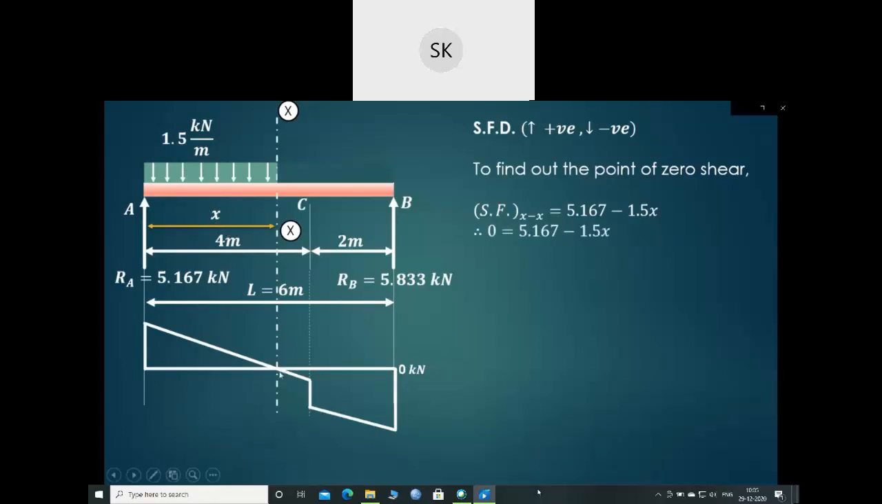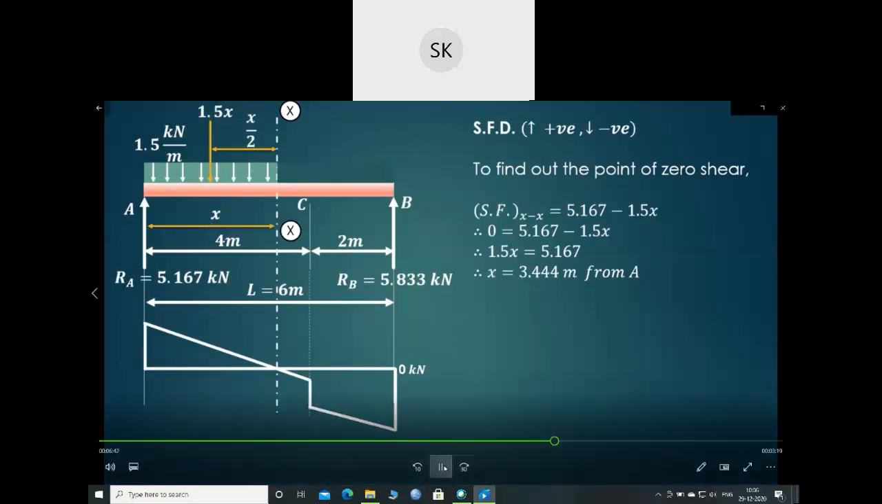But the shear force at this particular section is 0. So equate the left hand side to 0. Transfer this negative 1.5 x term to the other side, so it becomes positive, and x will be equal to 5.167 divided by 1.5, that is 3.444 meter from A. Now at this section we'll find the maximum bending moment also. First we'll convert this UDL into a point load, 1.5 into x, acting at the center of x, that is x by 2, so that we can take moment.